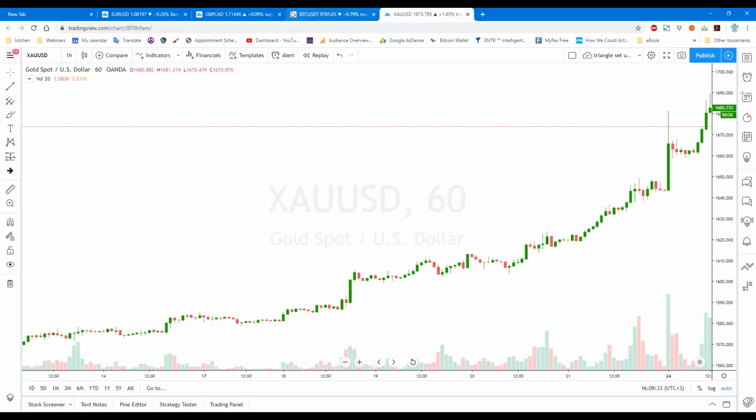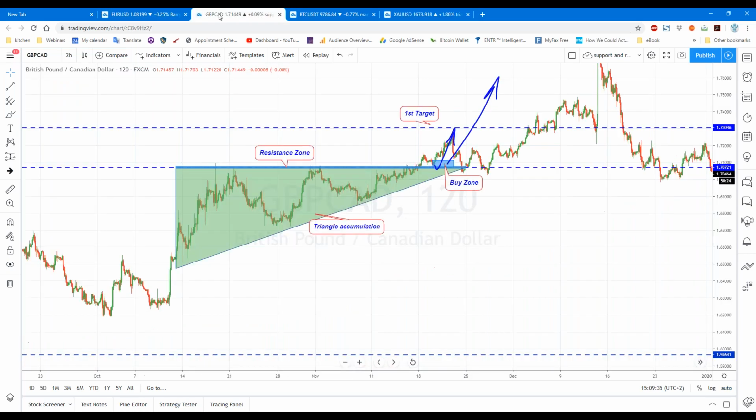Okay, if we look at a price chart, the chart you're looking at is a chart for the pound Canadian dollar. Now, here we're not looking at any indicators or oscillators. We're not looking at any mathematical formulas. We are looking at a pattern that developed on the chart. Okay, this is what we call a triangle. But this is an area of technical analysis.